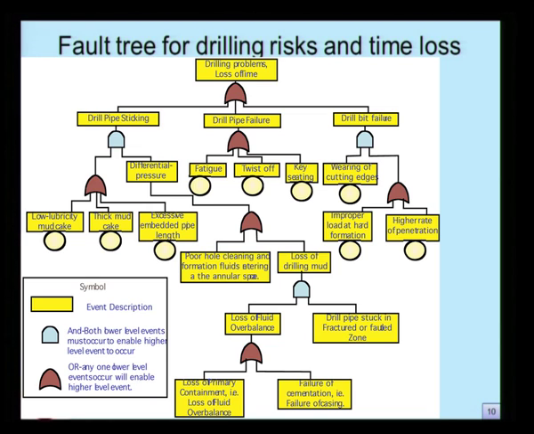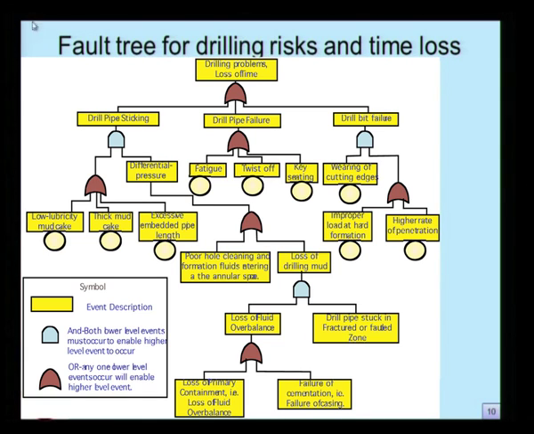I will describe the event with a closed rectangle. If there are lower events which require both of them to occur for a successive event, I will use a symbol of this order. If any one of them needs to occur to make the drilling risk possible, I will use this symbol. These are standard symbols of logic gates used in a fault tree analysis, which we have discussed in detail in the previous modules.